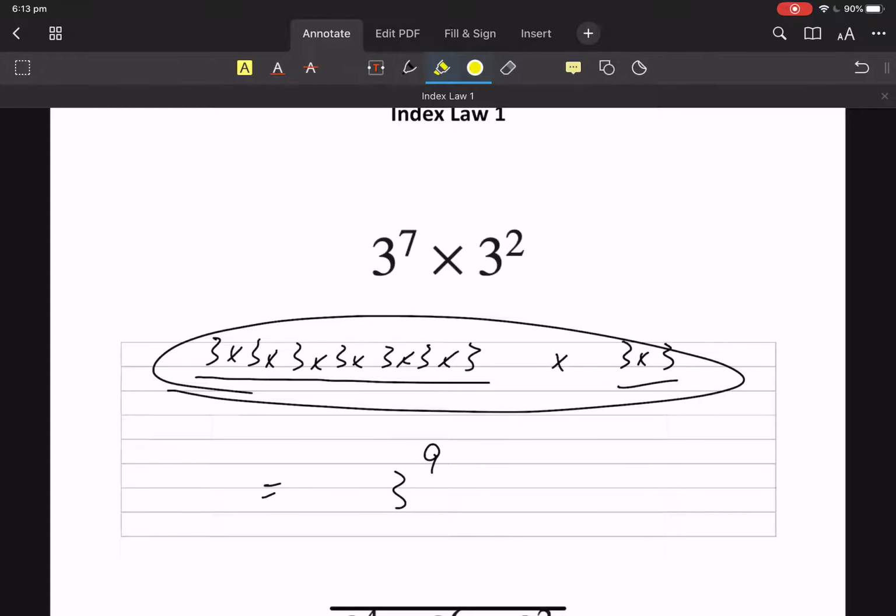Let's draw our attention to the fact that here's our base, and our answer has a base of 3 as well. Let's also look at this 7 and 2 and go 9. What did we do with the 7 and the 2 to get 9? We added. So the first index law is when we multiply like bases, which is the 3s, we add the powers.